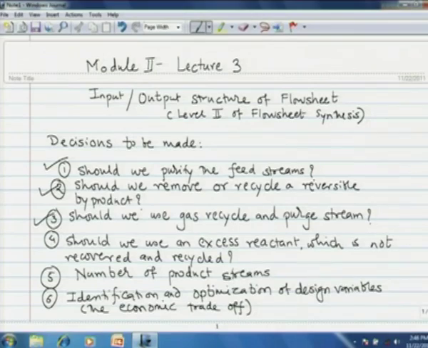However, gas recycle is associated with higher cost because of the gas compression. Therefore, gas recycle streams form a significant cost component of the process. Then the next decision is whether we should use an excess reactant and whether we are to recover this unreacted excess reactant at the end of the process.